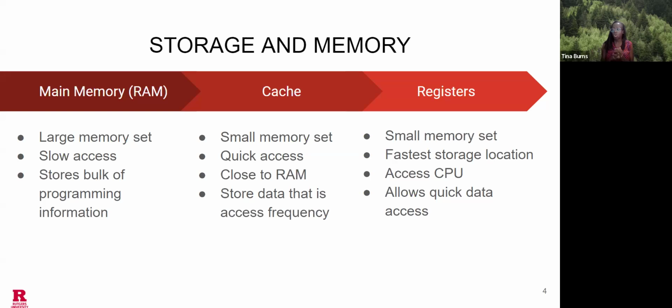Now, registers are also a small memory set, and they allow fast access to information and allow you to access the commands and different things from the CPU. This has quick data access as well. So to review, if we look at the cache and we look at the registers, both of them are quick data access. They allow you to get information quickly. The cache is going to be associated with getting quick access to the RAM memory, and the registers are going to be associated with getting quick access to the CPU.